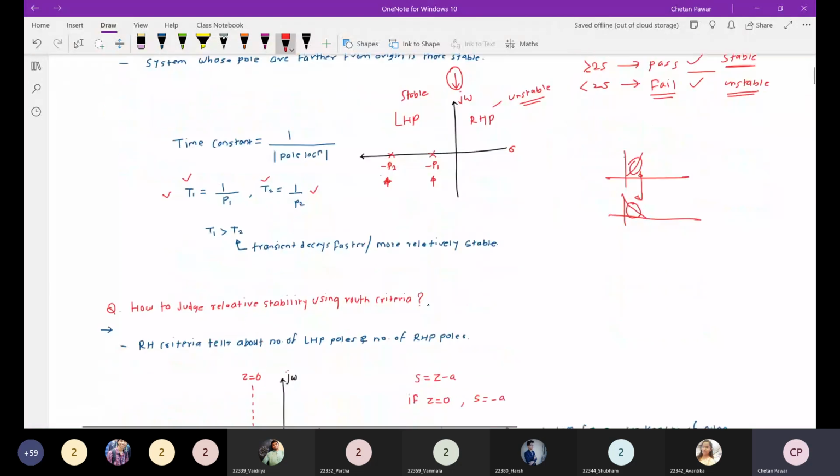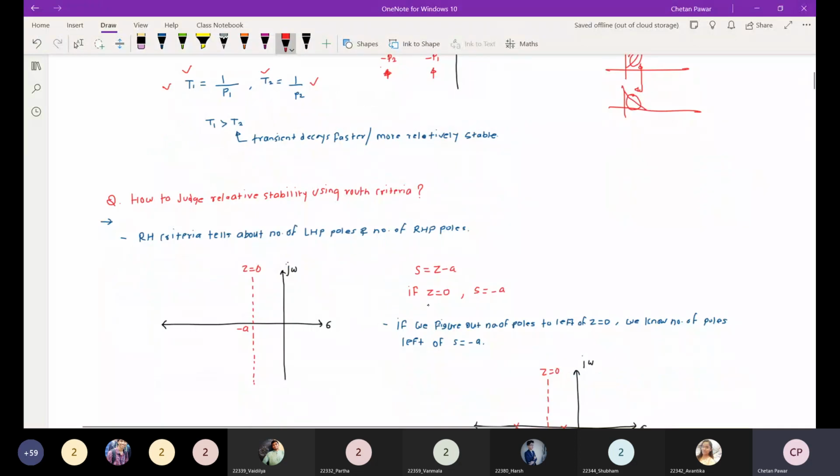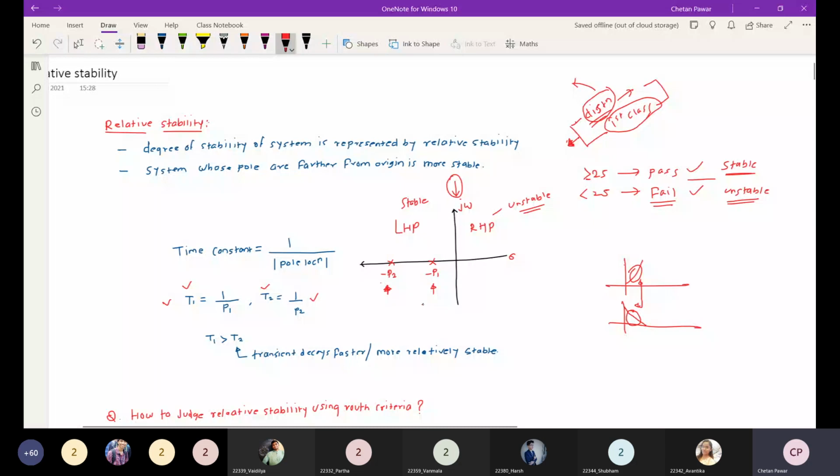So how do we judge relative stability using the Routh criteria? How can you use the Routh criteria to determine the relative stability? Have you understood the concept of relative stability? So we can proceed. Any doubt here?